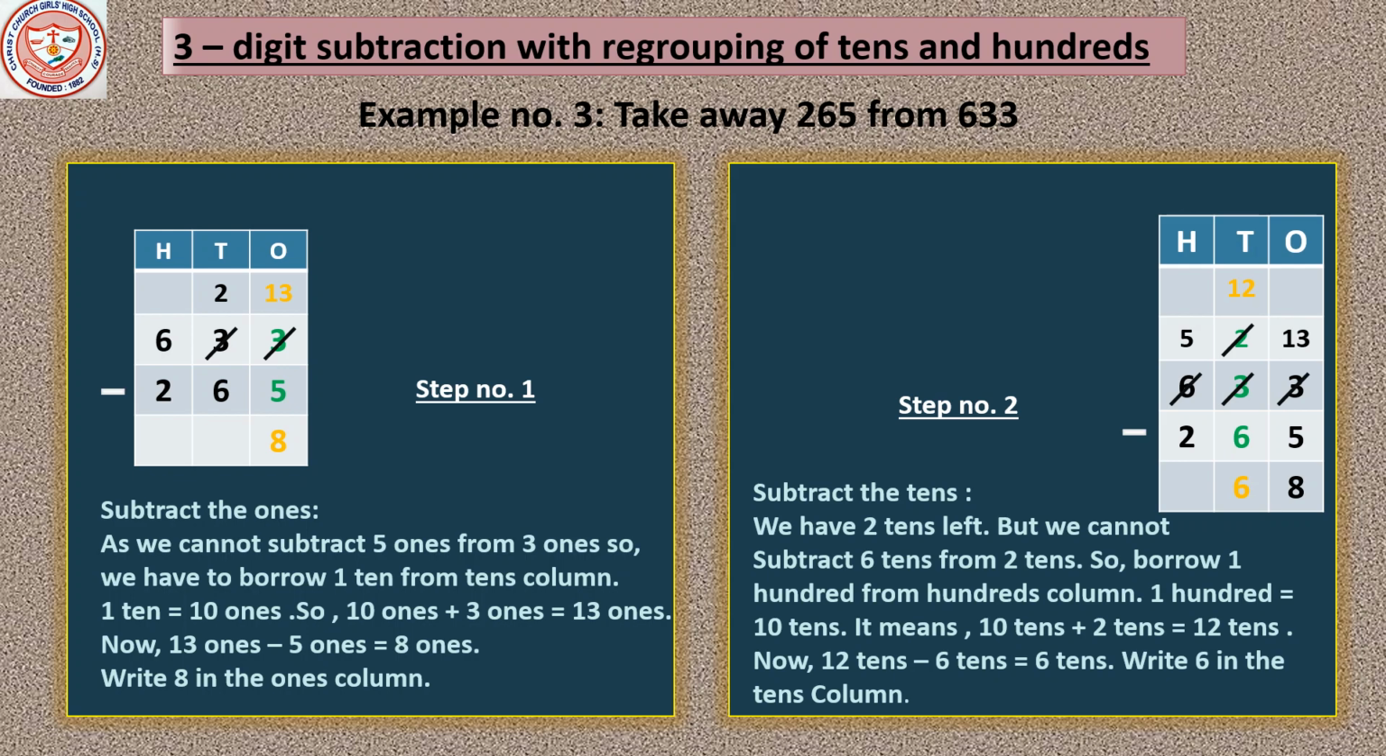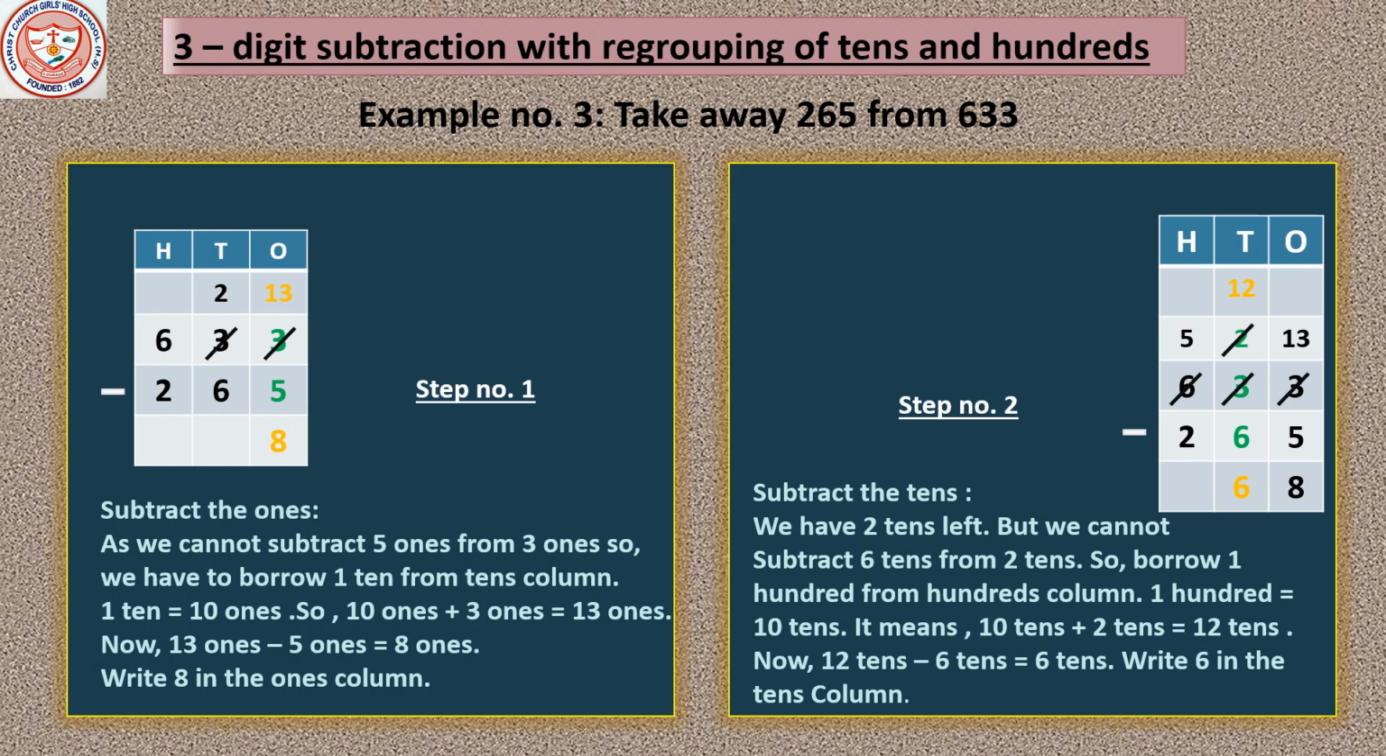Subtract the ones. Here we can see that in the ones column we have to subtract 5 ones from 3 ones. And is it possible? What do you think? Is it possible? No, it is not possible, because in subtraction, we cannot subtract a bigger number from a smaller number. So, here 5 is bigger than 3.